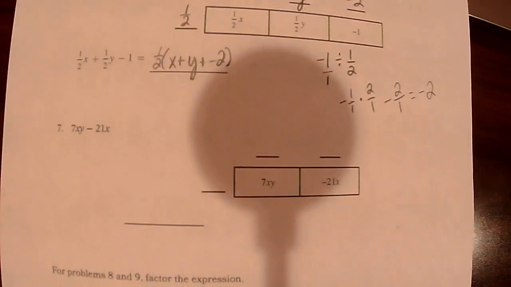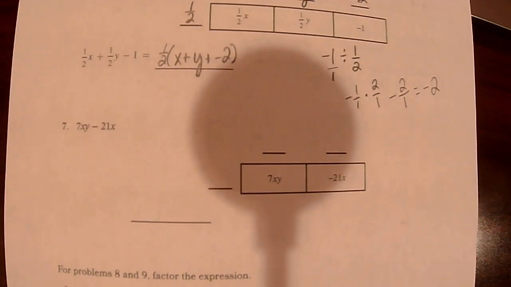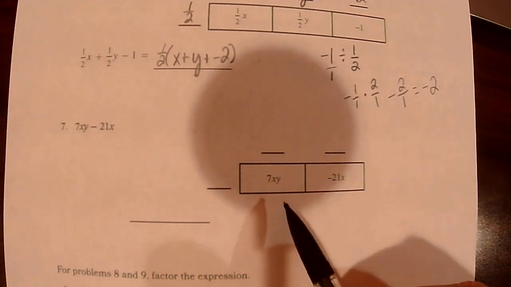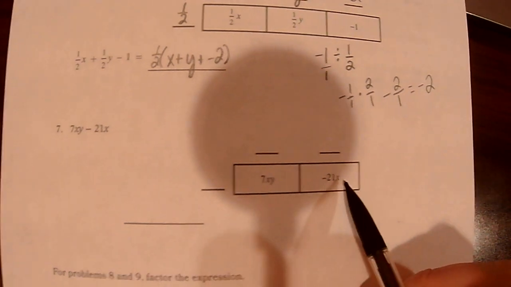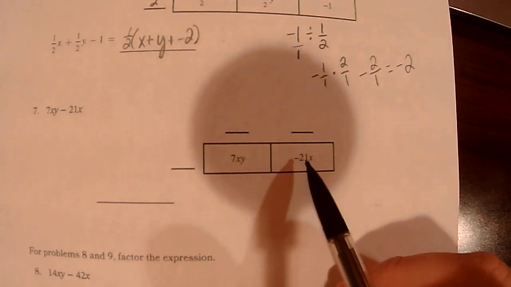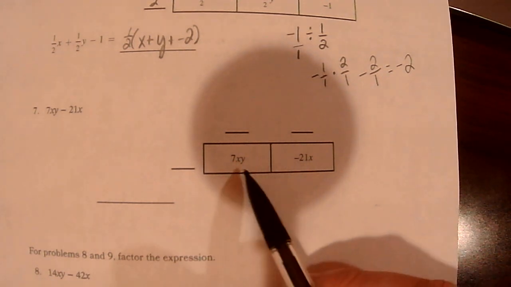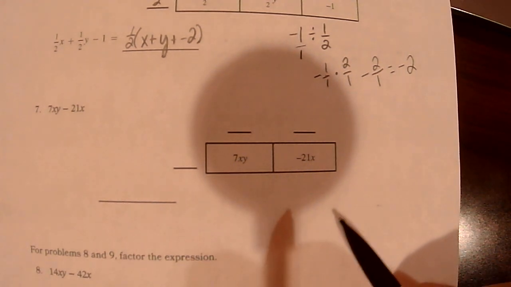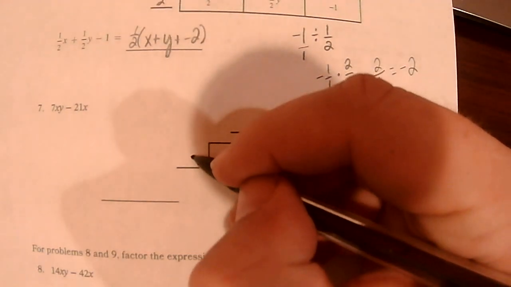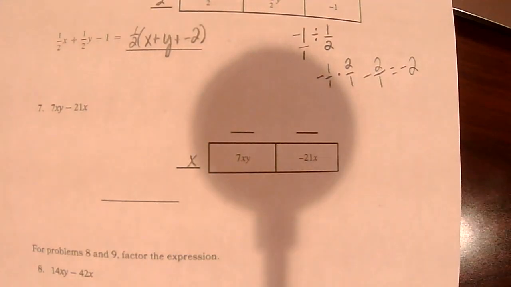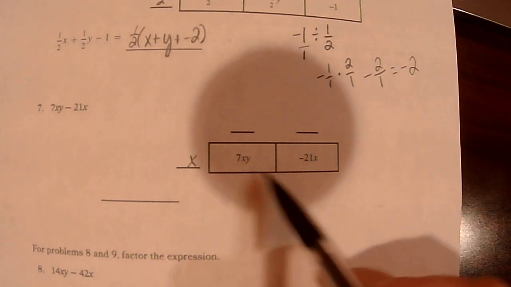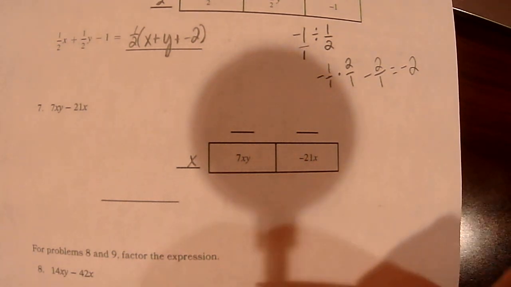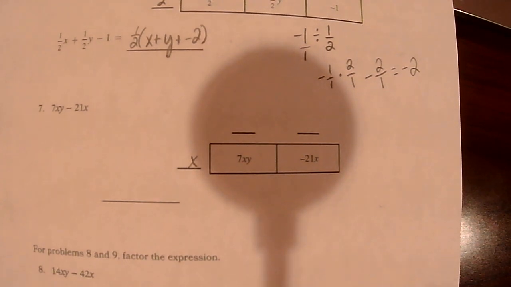Number 7 is a little different, because not only can we look at the factors of our numbers, but notice that each of the boxes has an x in the term. So we can pull an x out as well, because x is part of that factor they share in common. If they share variables in common, those can be pulled out as factors as well.